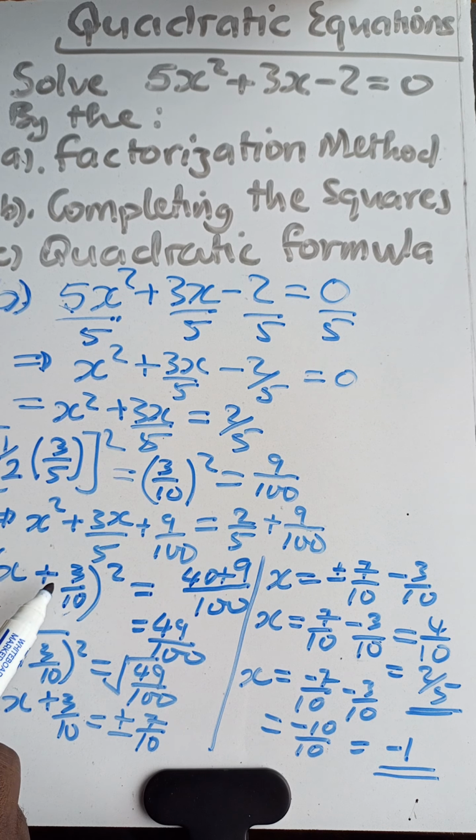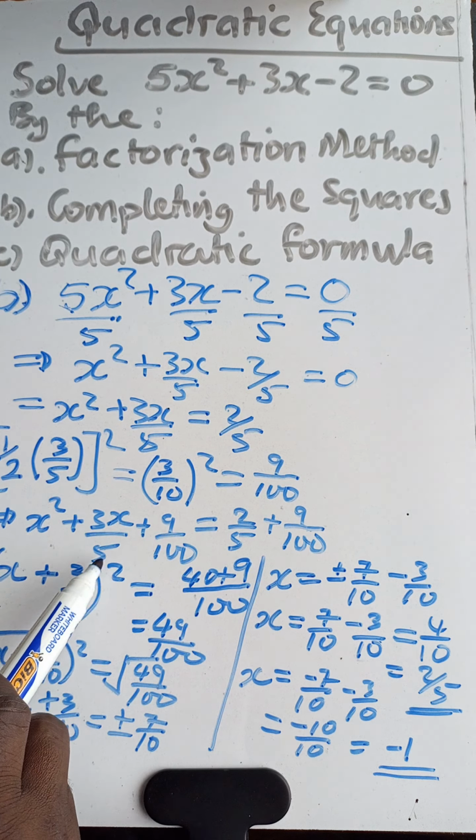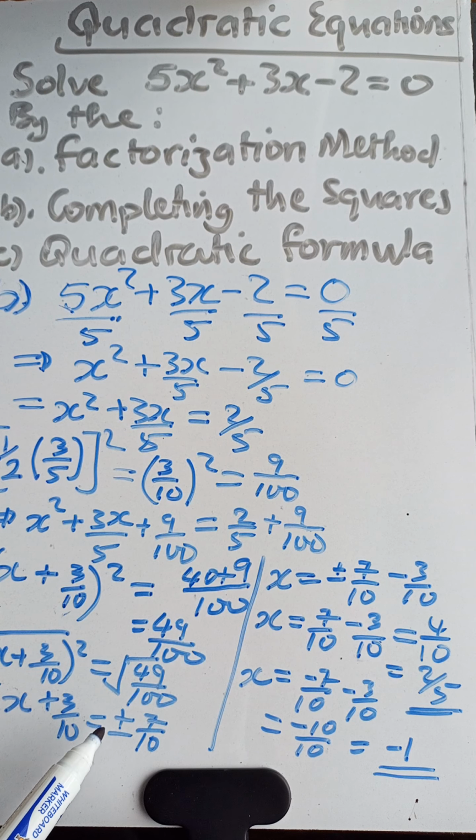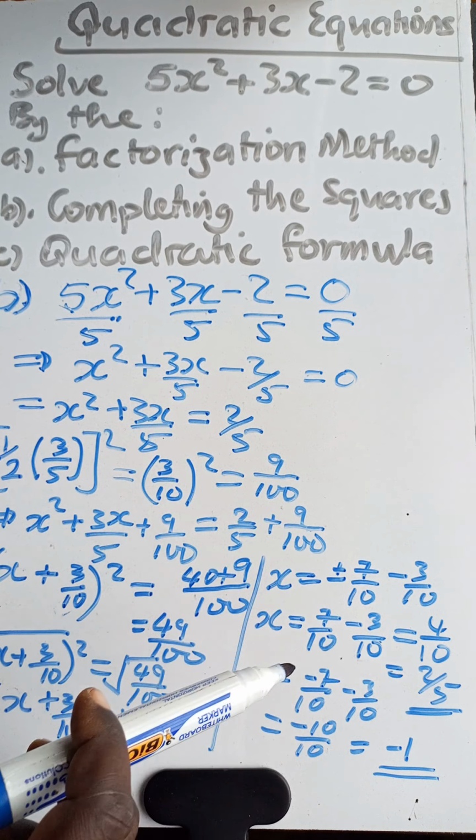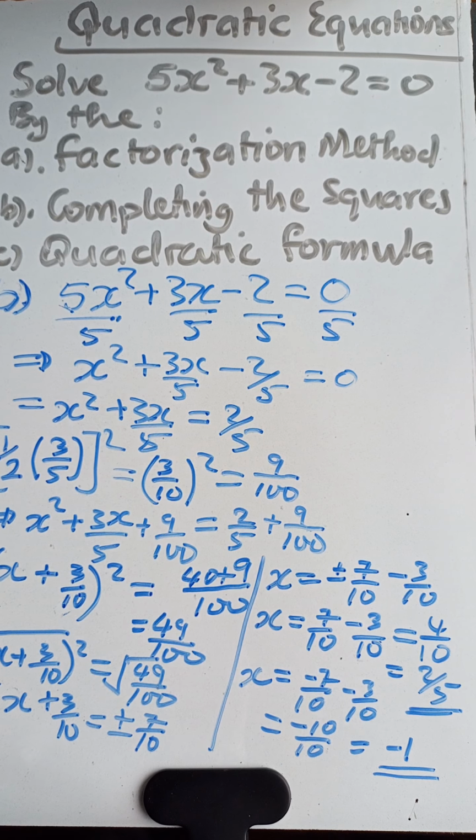So to get x, remember we're solving for x, so to remove the power 2, we take the square root of both sides. And so we get this expression. From there, we now simplify down to have x equals 2 all over 5 and x equals negative 1. So that is it using the completing the square method.